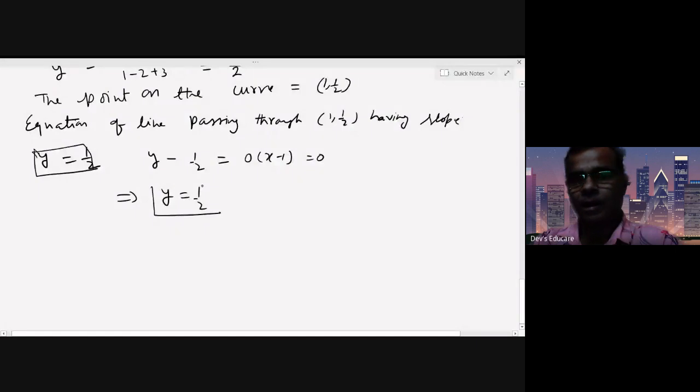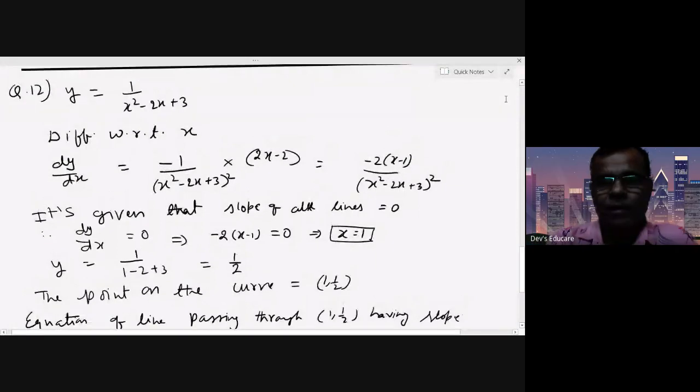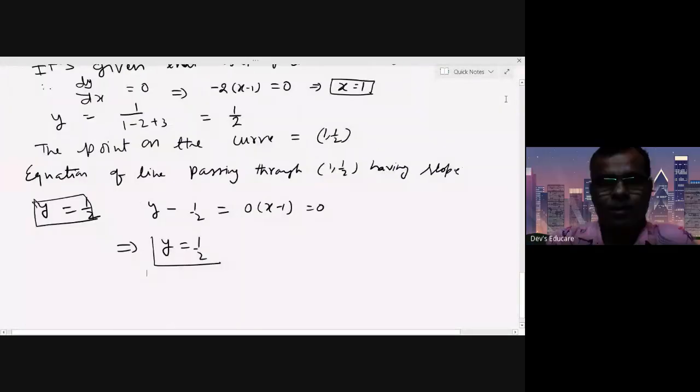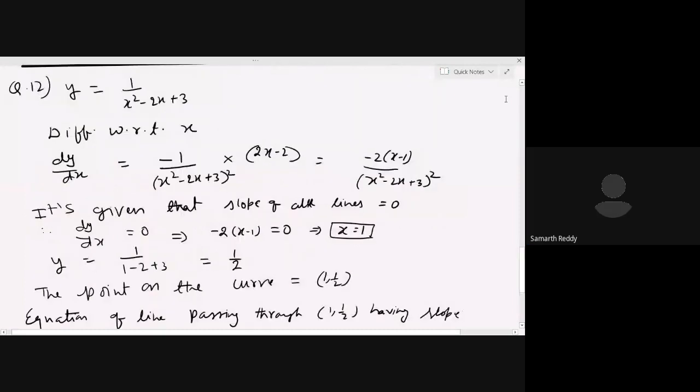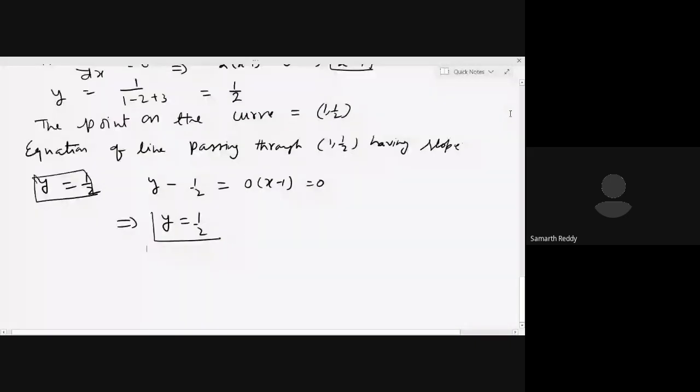But I have some doubt in the answer. So check your answer, because I think the point that we have, there may be a mistake. So check your answer. Yes, sir, it's correct. It's y is equal to 1 by 2. Okay, that's correct. Great.